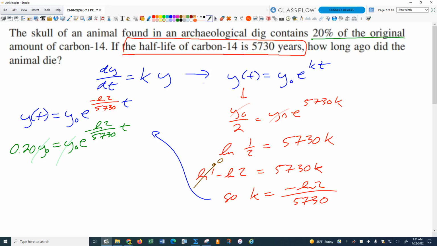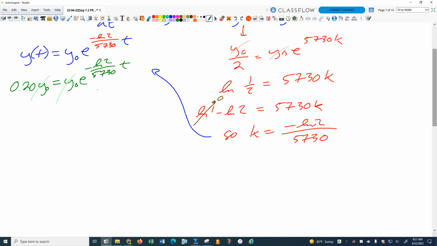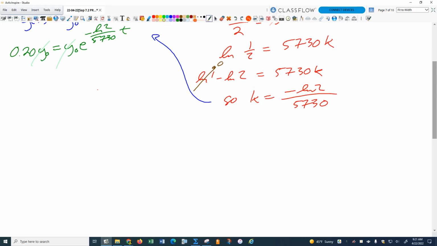We knew that had to happen. Log both sides. If I log both sides, I get natural log of 0.2 equals negative log 2 over 5730 times t, right? Solve for t.